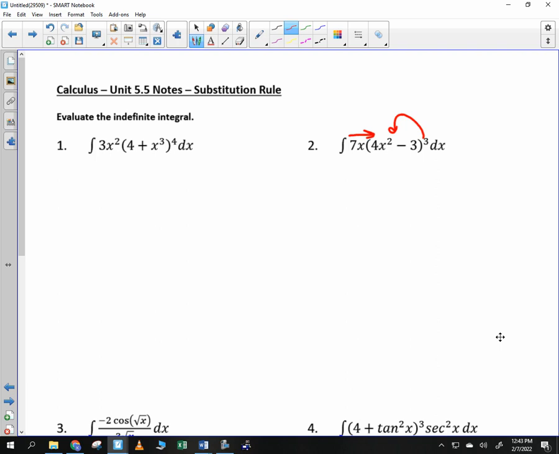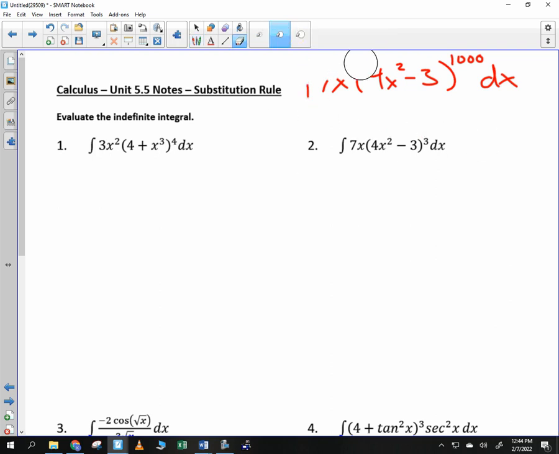And as soon as you say you do want to do that, then just realize I can make a new problem. I could say integral of 7x, 4x squared minus 3, and we could take it to the 1,000th power. So that looks absolutely absurd, doesn't it? And yet we're going to find out an easy way of going about that process, and I'm going to help you out. So all we do is we use substitution.